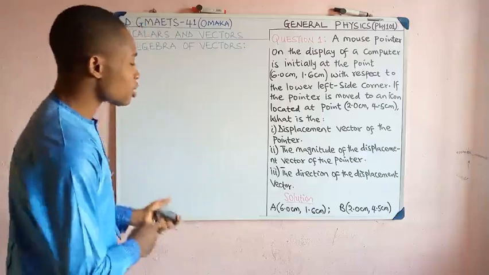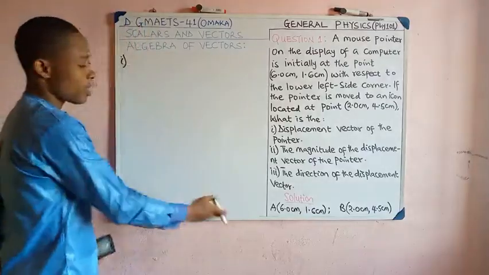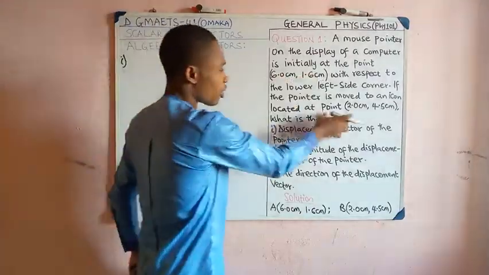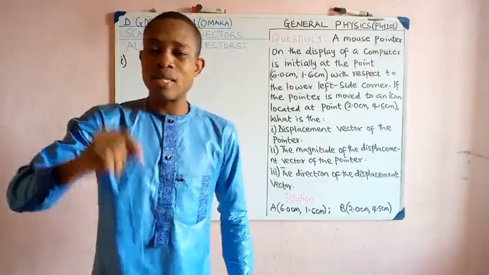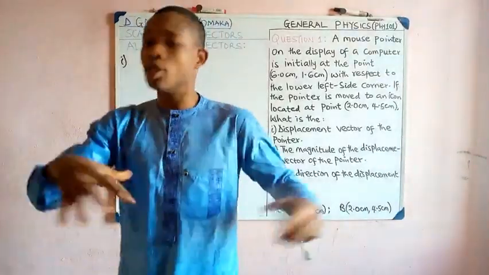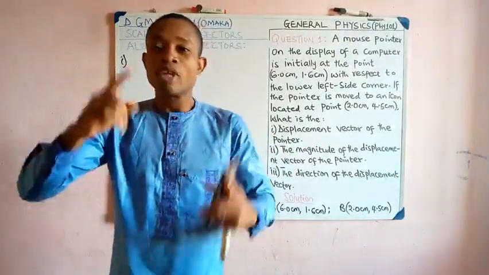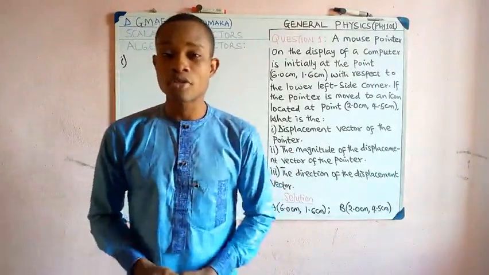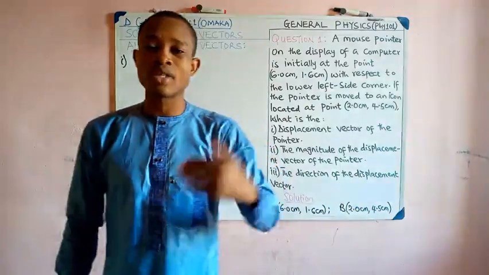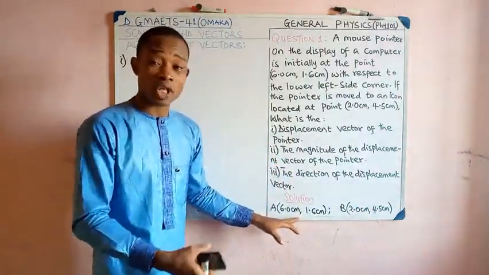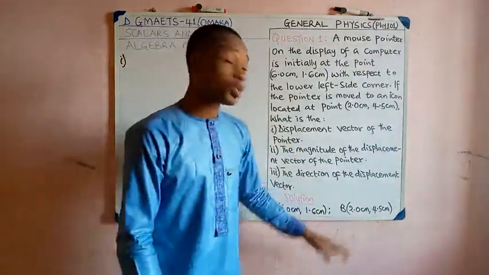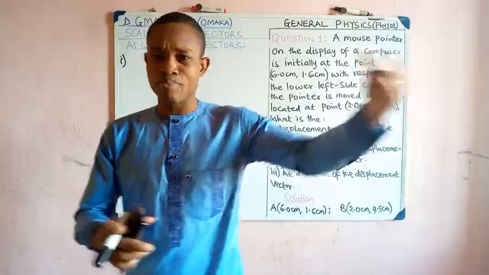So in getting the displacement vector, the first part of the question, first we need to take note of these positions. And then remember that displacement is simply change in position. What did I say? Change in position. Usually the final position minus what? The initial position. Remember that the initial position of the pointer is point A. I've decided to call it point A. And then the final position is what? Point B. So to get the displacement, we'll be talking about B minus what?